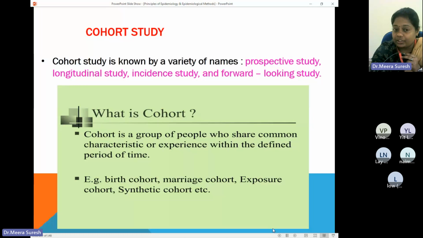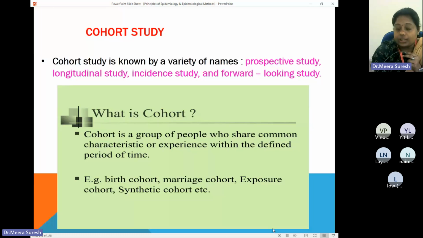So what you calculate at the end of a cohort study will be an incidence. You get an incidence, or the new cases that occurred after you started studying. That is why a cohort study is called an incidence study. So remember this: in cross-sectional, the end result will be a prevalence. In case-control, the end result will be an odds ratio. And in cohort, the end result will be the incidence. And we'll get another value also that we'll see in later PPTs.